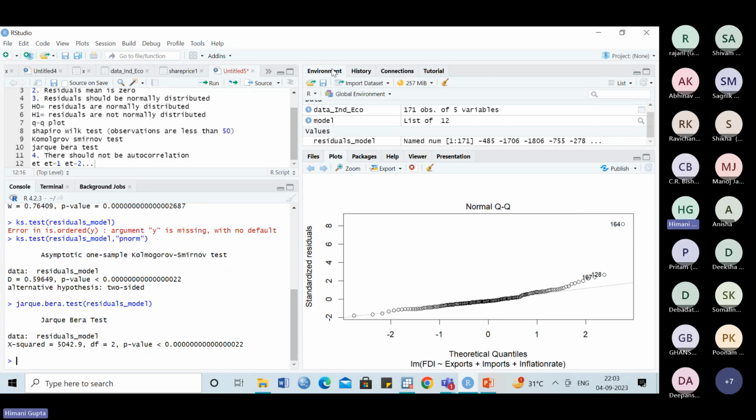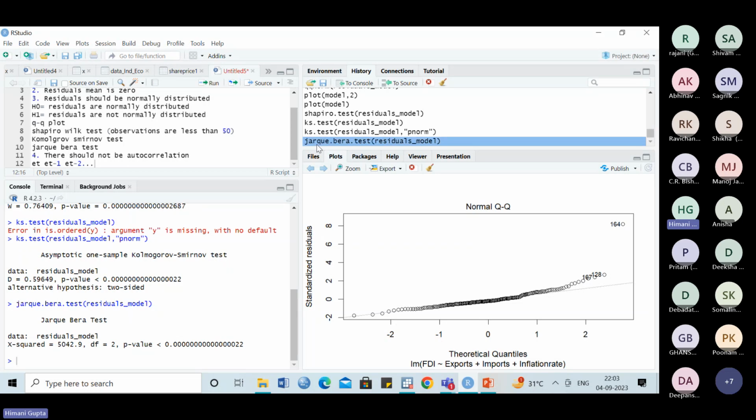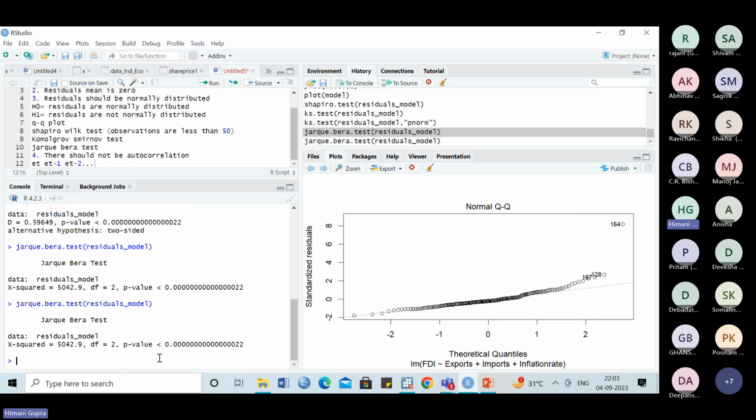Or another way is you can go to the history over here, and whatever test you applied, suppose the last is my Jarque-Bera test, just select it and send it to console. It will already give you the test, then press enter and you will get the results. I have used the Jarque-Bera test twice, and the history shows that.